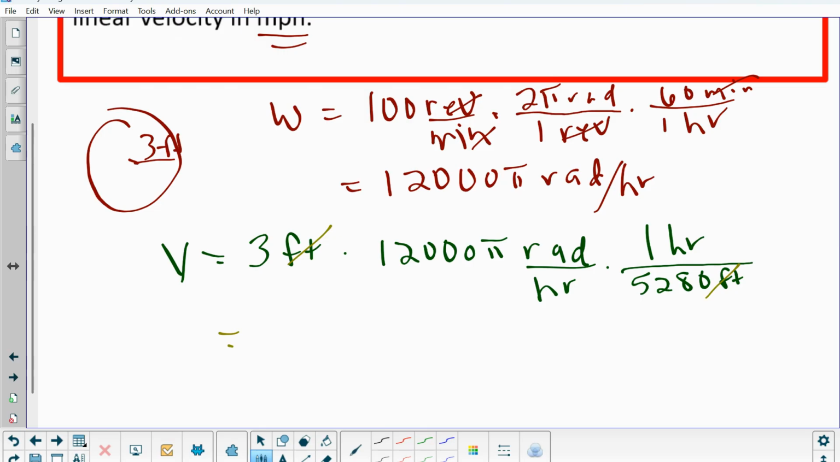So 3 times 12,000 pi divided by 5,280 gives us 21.41 or 420 miles per hour. I would highly suggest you check these yourself with your calculator as well. So if you need to, pause and type it in and come back to make sure you're getting those correct.